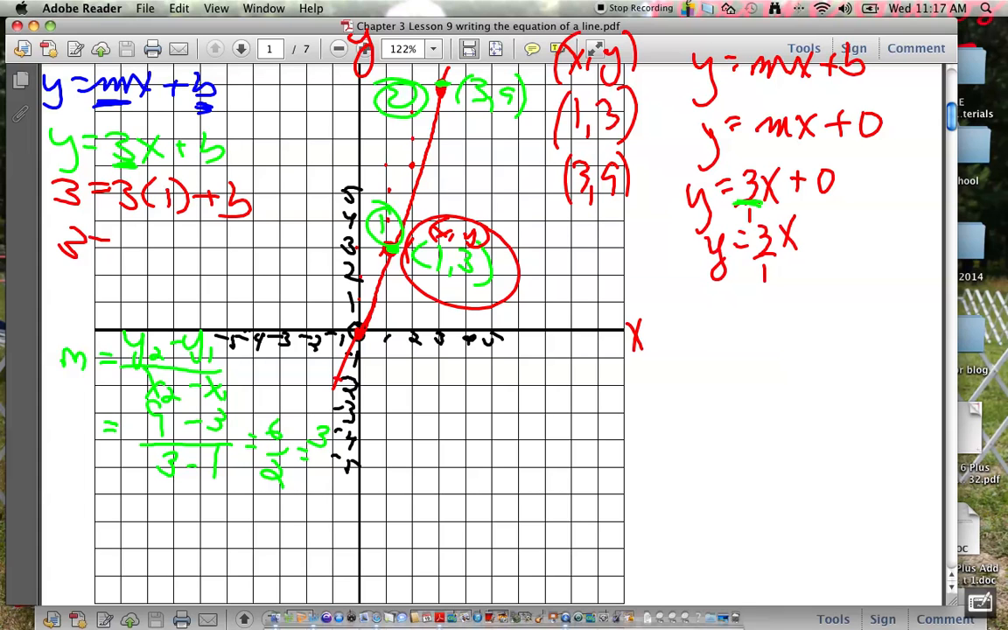So I get 3 equals 3 times 1, which is 3, plus b. Minus 3, 0 equals b. So then I come right back up here, and instead of b, I put plus 0. And now I have the same answer either way. y equals 3x, or y equals 3x plus 0. Either way works, okay? Any questions on that? All right, let's have you try another one now.